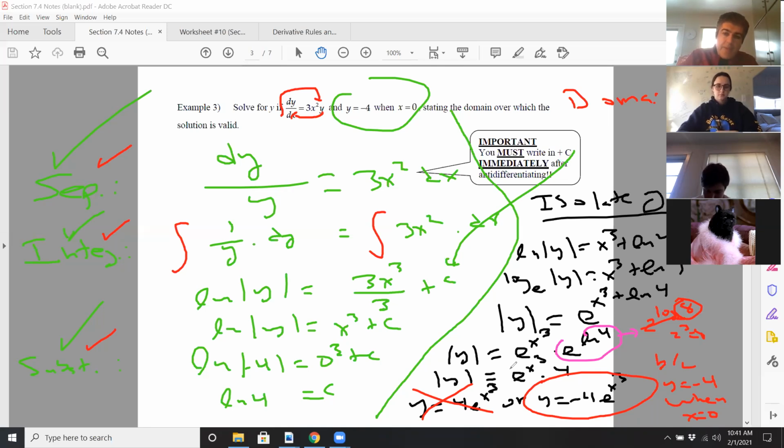And because of absolute value, y either equals positive 4e^(x cubed) or negative 4e^(x cubed). Which one is it? Use your initial value to determine. When I plug in 0 for x, y should be -4. So I'm going to go with -4e^(x cubed). And of course, now I've isolated y. So that's how that one's done. Let's try this one more time, then you guys can do a bit of practice.